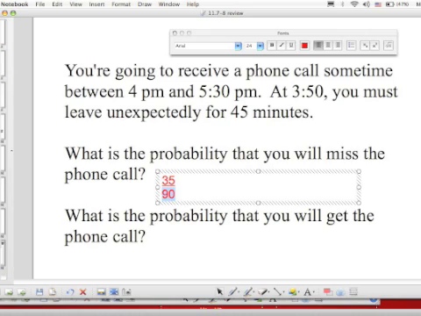And we would reduce that to lowest terms, which 5 goes into 35 7 times.